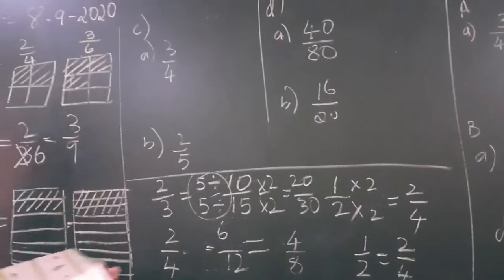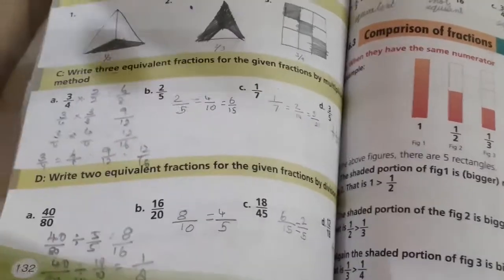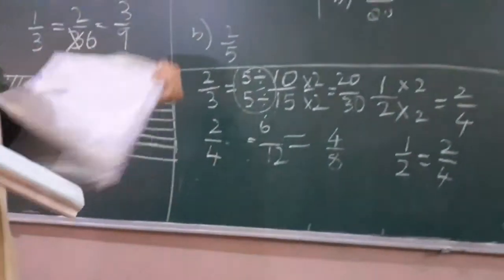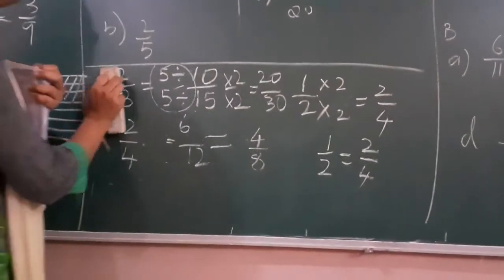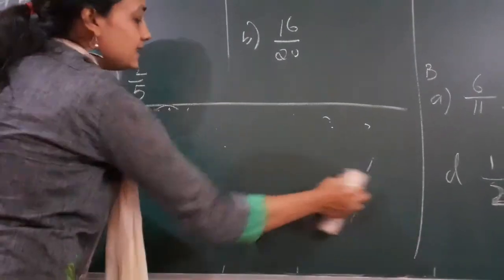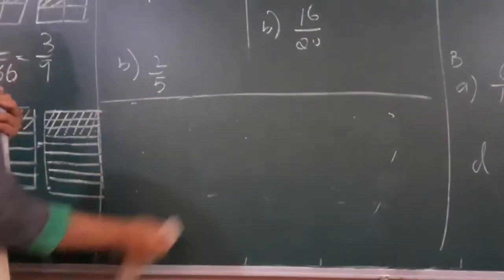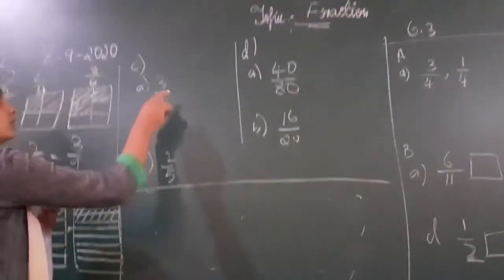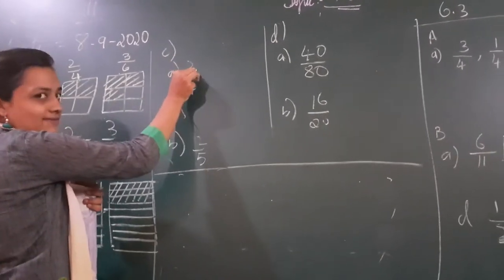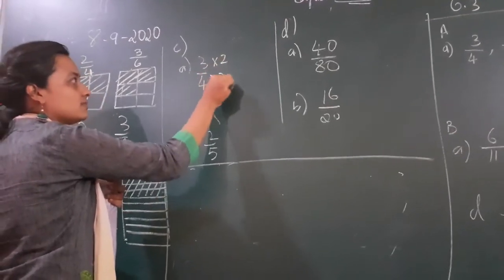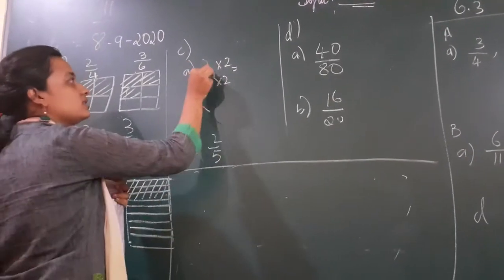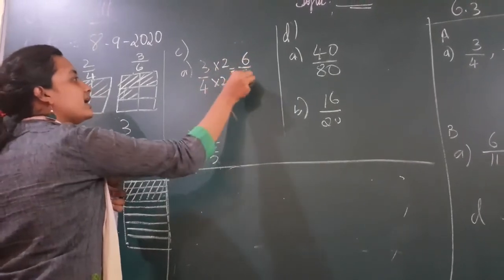The third main is: write 3 equivalent fractions for the given fractions by the multiplication method. So you know how to find equivalent fractions by multiplication, no children? We will multiply and find like that. 3 numbers I should find. How many fractions should I find? 3. So what should I do? I take the fraction and multiply it with first 2. I write the answer which I get. 3 2s are 6. 4 2s are 8.